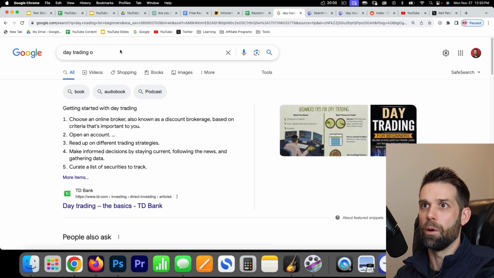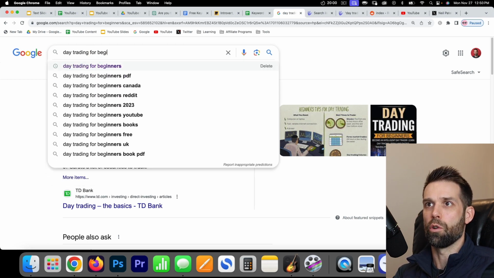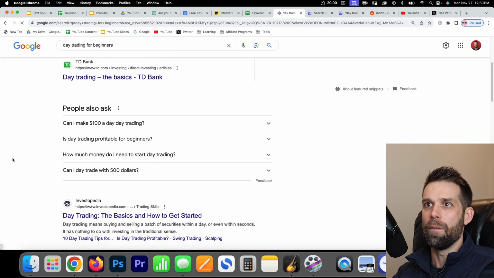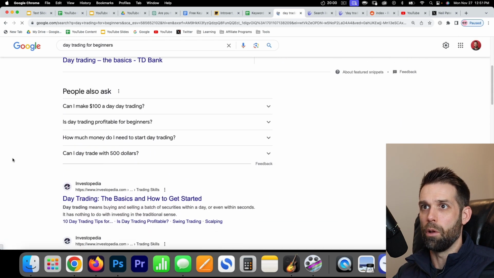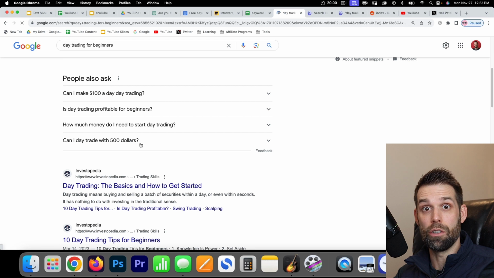So if we head back to Google and we type in day trading for beginners, which is sort of our main keyword, you can see here that Google has this section called People Also Ask. And what you can actually do is highlight these and copy and paste them into your spreadsheet.